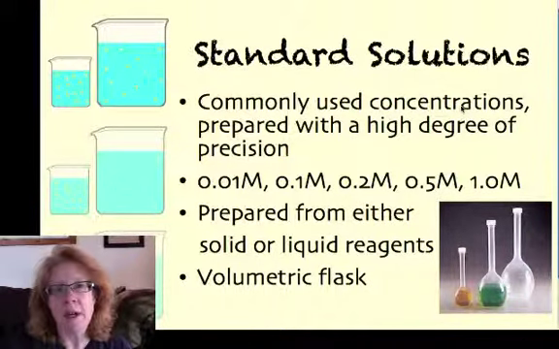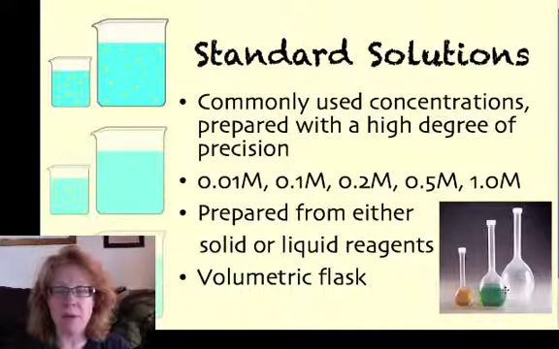We can use either solids or liquids when we're making standard solutions. Just depends. Technique's a little bit different, and I'll show you both of those here in this video. But the one piece of equipment that's different is this thing down in the bottom right. It's called a volumetric flask. It's a very specific type of volume measuring device.